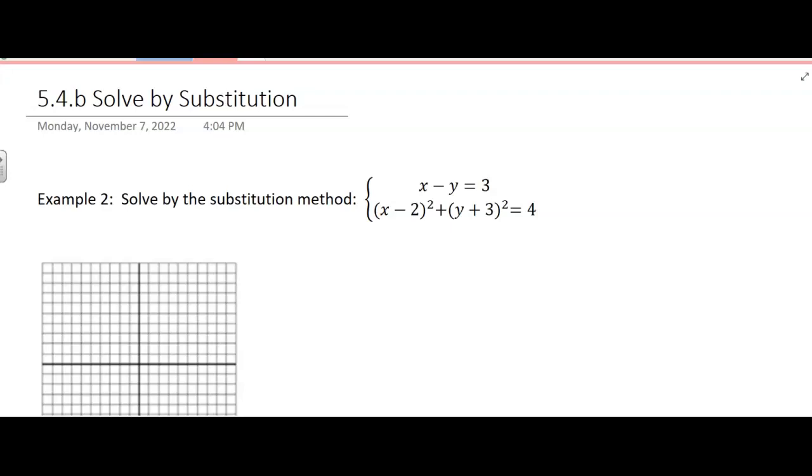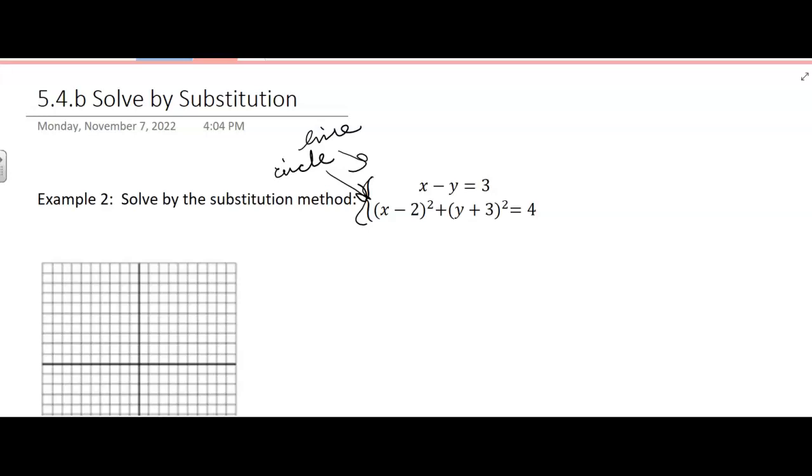So here we have another system, right? Here's the system, and this time we have a line. That's a line, and we should be aware of that. And this one down here is a circle. So we did study circles, so you should recognize that in the standard form of a circle.